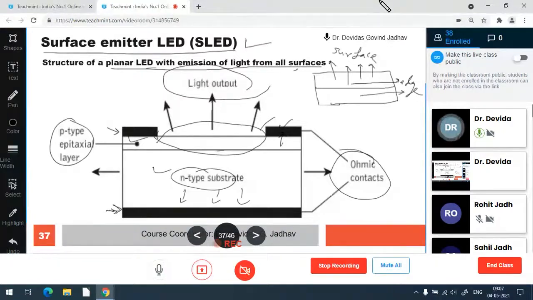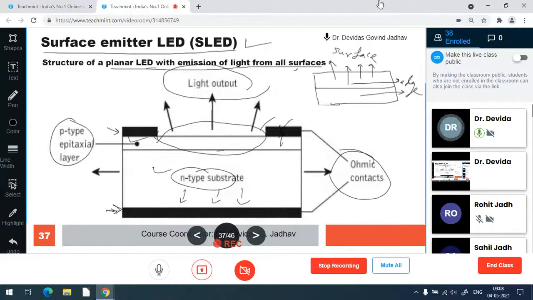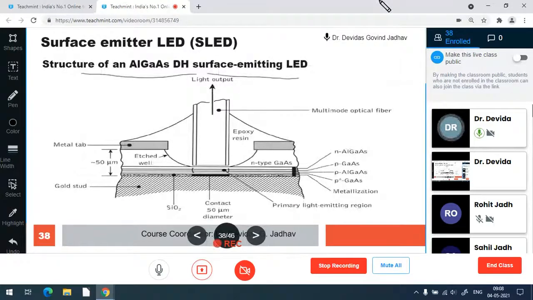So this is the surface emitter LED. The surface emitter LED has a structure something like this. This is the structure of an AlGaAs double heterojunction surface emitting LED. This structure is just to understand what a surface emitting LED is, but actually the surface emitting LED has the double heterojunction surface emitting structure.